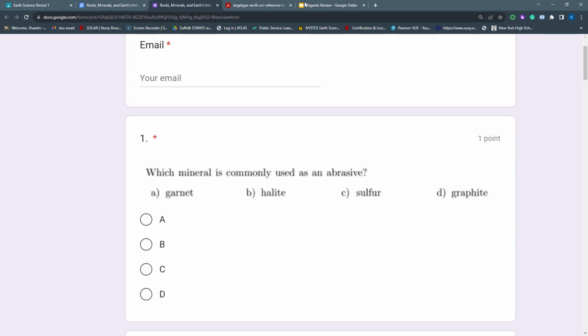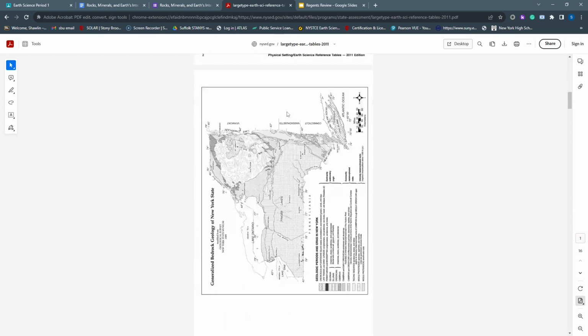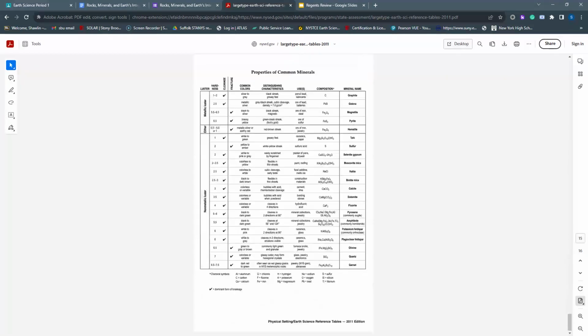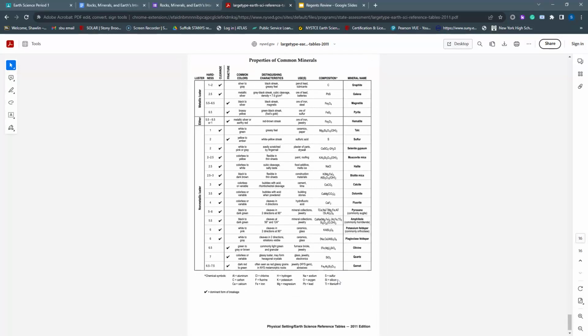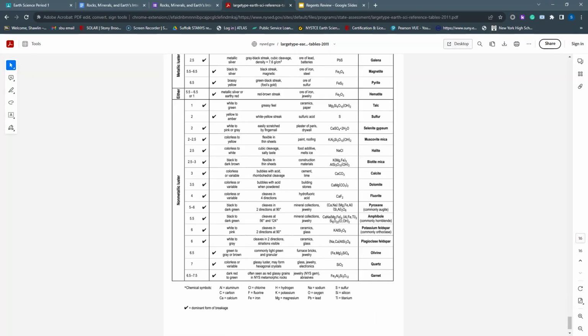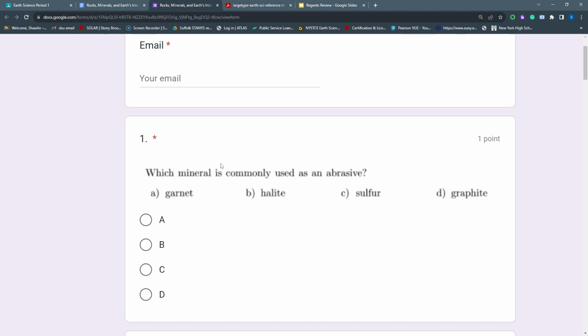If we're talking about minerals, the first thing you should do is take out your reference table and go to the very last page, which is page 16, I believe. And here are your mineral names, and you can find the uses of all the minerals in this column. So let's see. To find which mineral is an abrasive, let's check all the answers.